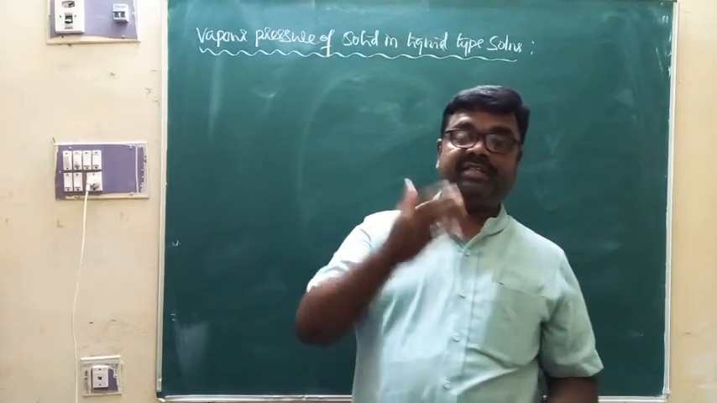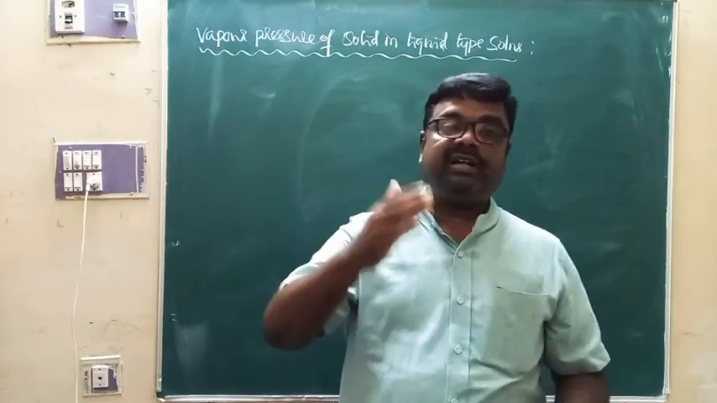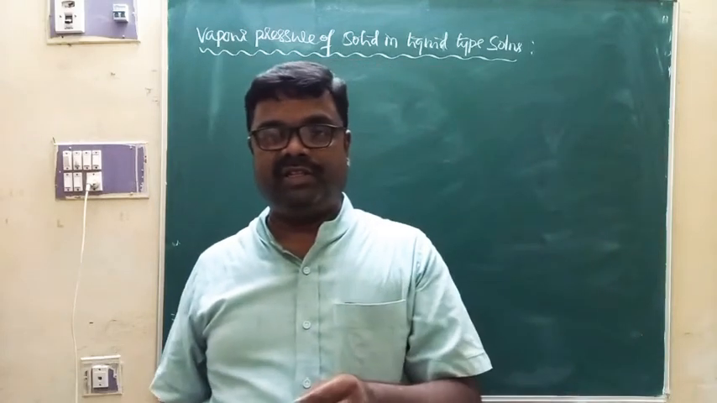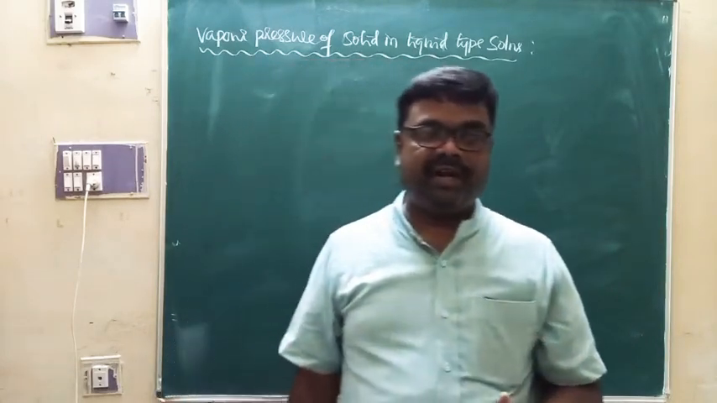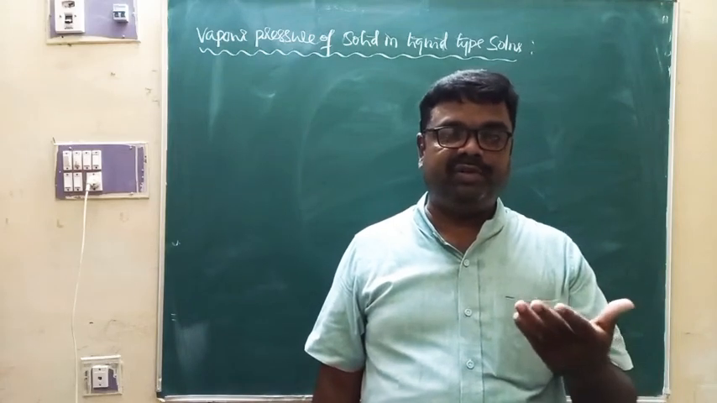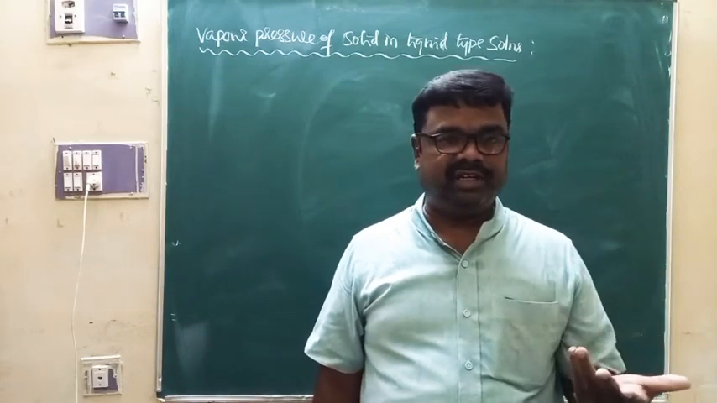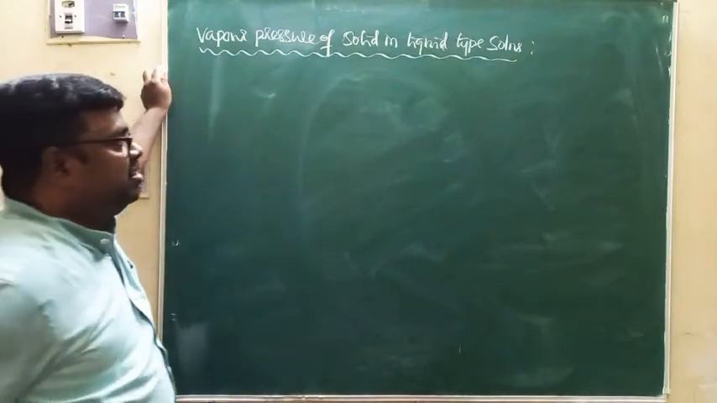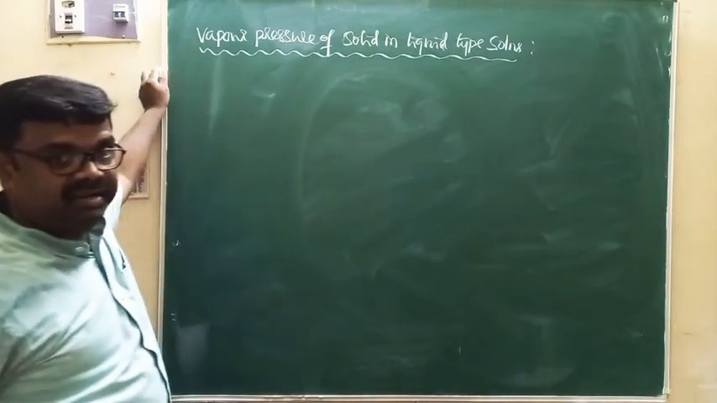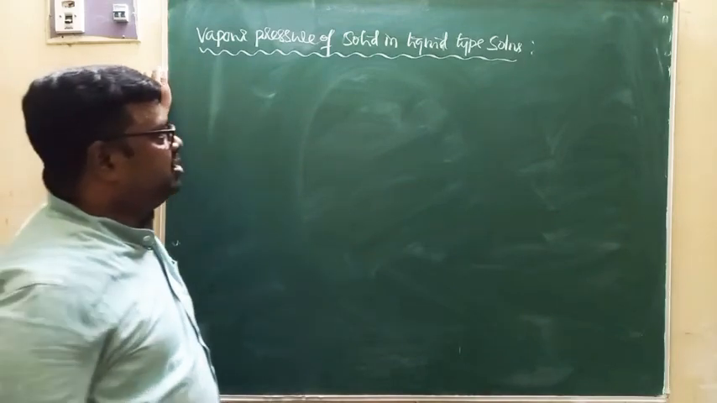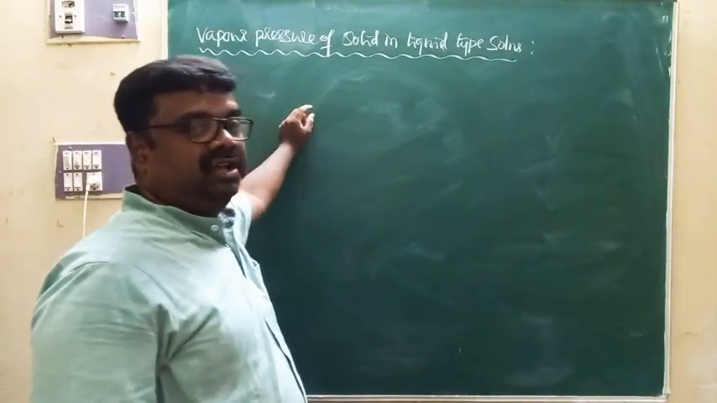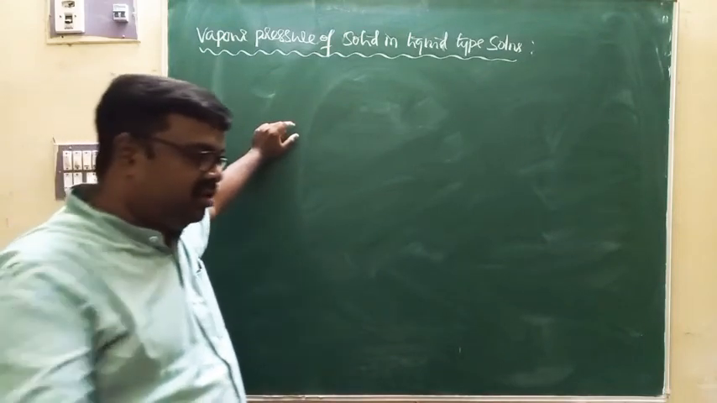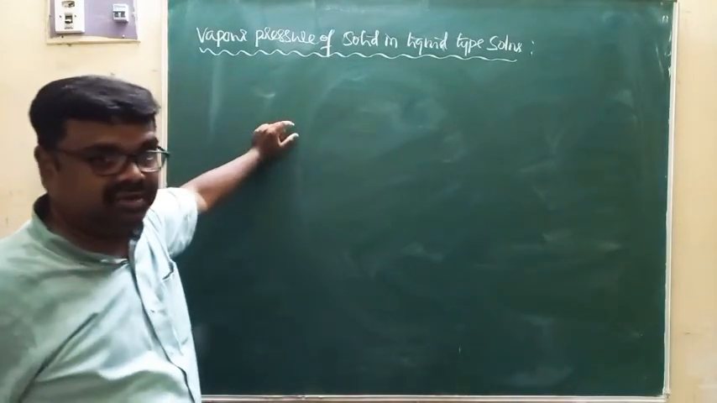Therefore, if I prepare a solution by mixing two volatile liquids, both will be evaporating and both will be contributing to the vapor pressure of the solution, is it not? But here, in the case of a solution prepared by mixing a non-volatile solute in a liquid, the contribution of the non-volatile solute to the vapor pressure of the solution is 0.